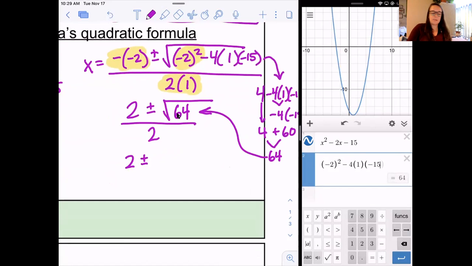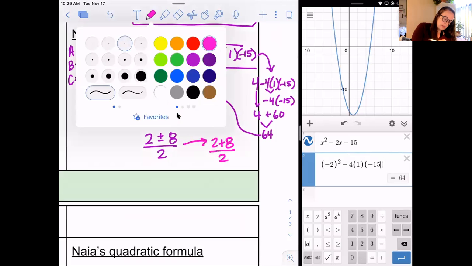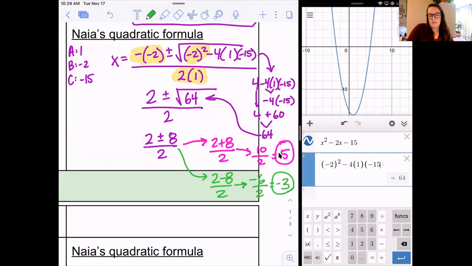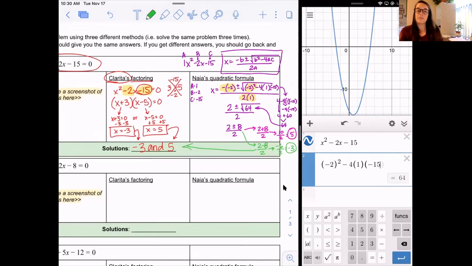All right, so I have 2 plus or minus the square root of 64, I know is 8, because 8 times 8 is 64. 8 over 2. So I should have two solutions here. I'll have 2 plus 8 over 2, and I will have 2 minus 8 over 2. So for my pink solution, this would be 10 over 2, which is 5. And for my green solution, this would be -6 over 2, which is -3. So we have 5 and -3, which you'll notice is the exact same answers as what we have here. So we have 3 separate ways that we can solve the exact same equations.